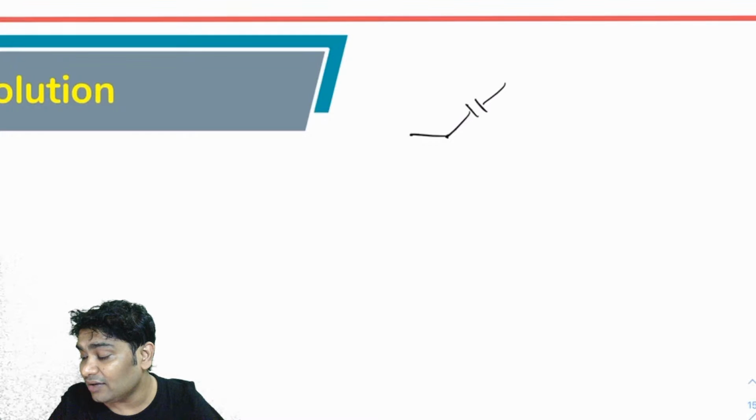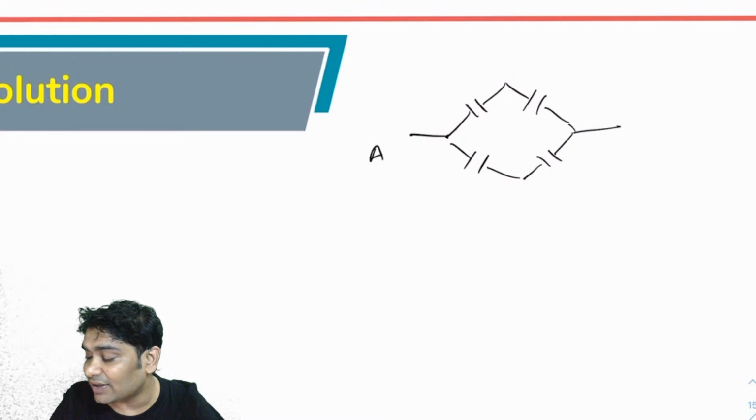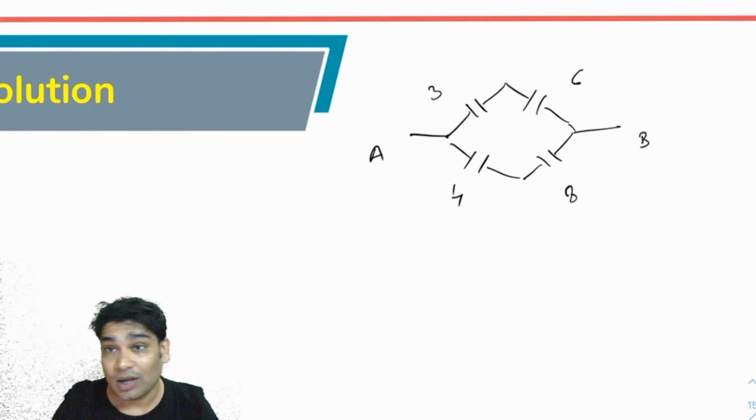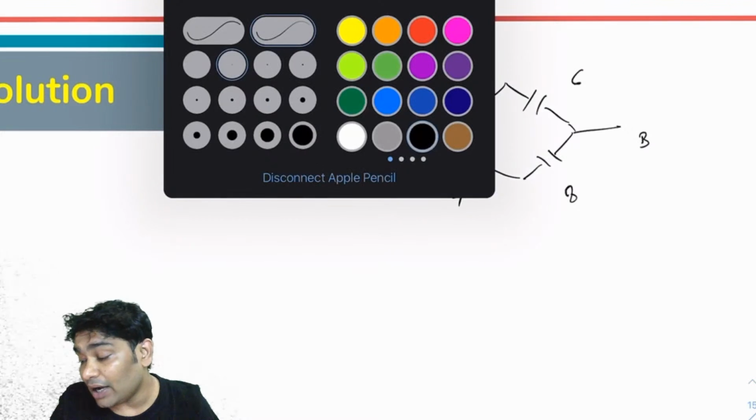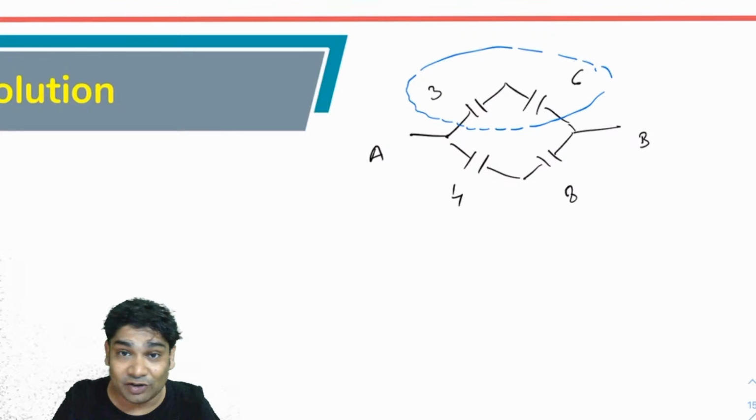So I have 3, and I have 6, and I have 4, and I have 8. Okay, this is what my equivalent circuit looks like. So 3, 6, 4, 8. Now this is very easy. I know these two are in series. So if these two are in series, what is the equivalent of these?